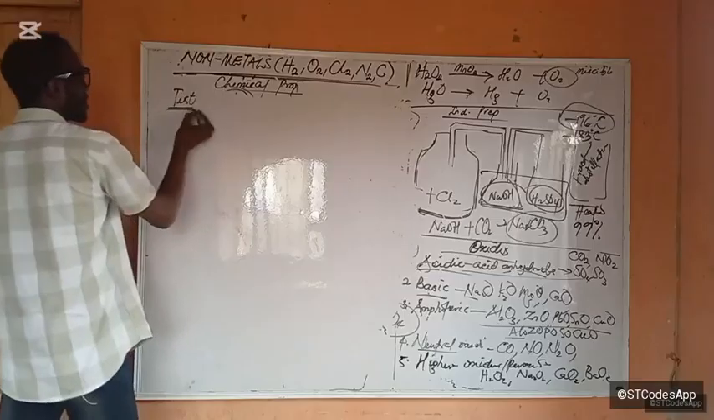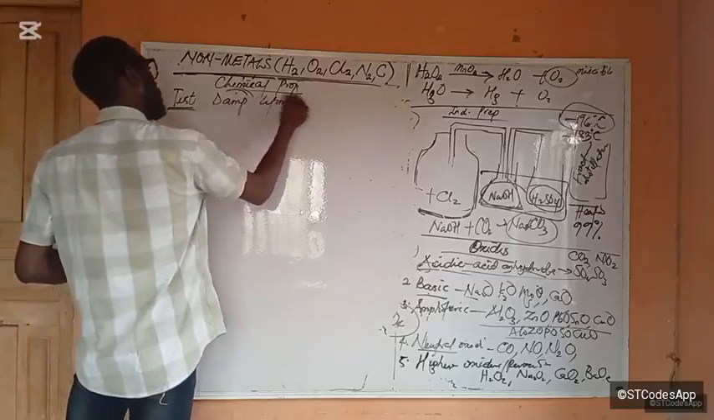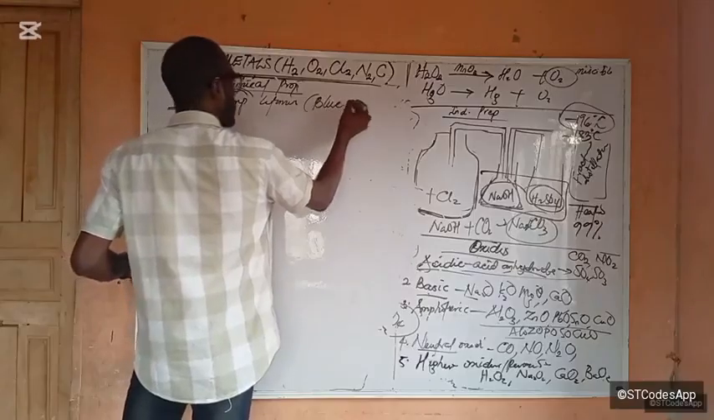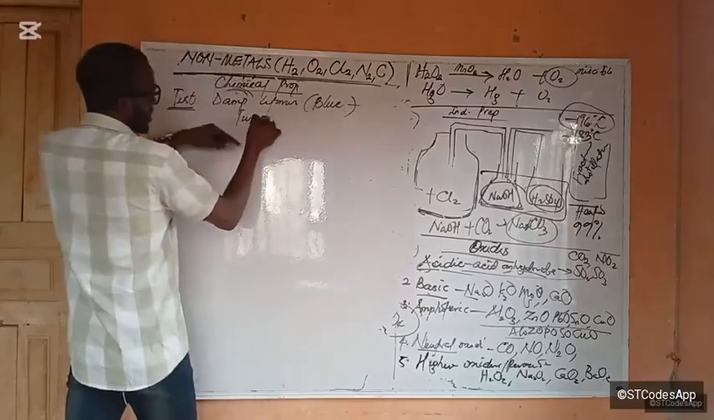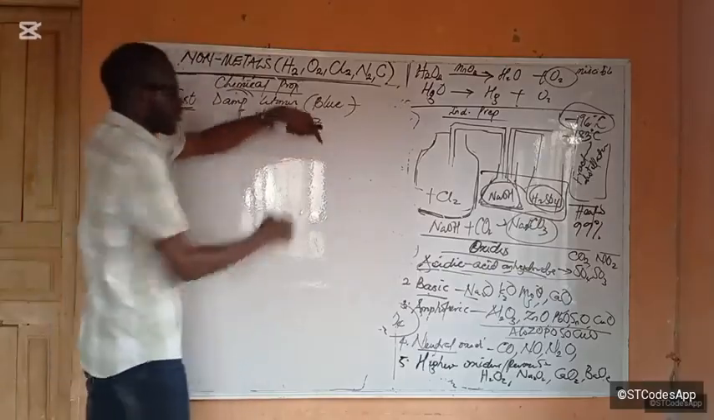Now, the test for chlorine is damp litmus paper. If the litmus paper is damp blue litmus paper, it will turn red. It turns red and bleaches. The turning red is because of that. I told you it's damp.